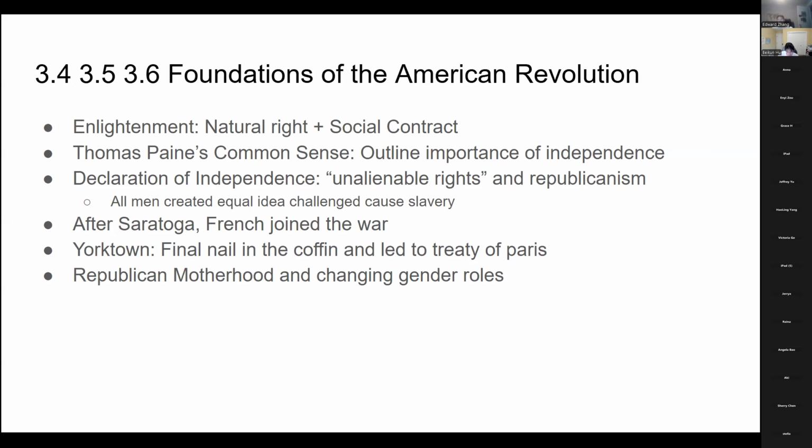And in short, it was just a mass printed, mass produced pamphlet. What it did was it outlined the importance of getting independence from Britain and how America would thrive on its own. So the Declaration of Independence, right? This was formed, in which one of the famous words that you have to know is unalienable rights. So rights that can't be taken away from them. And the idea of republicanism. So this is just the idea that every citizen should have a sway in politics.